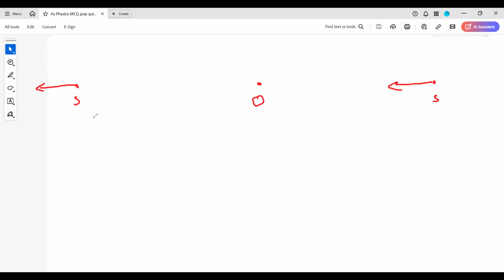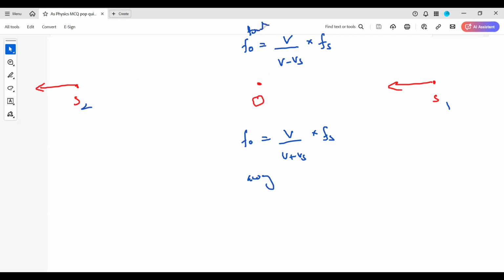For source 1 and source 2, the formula for the observed frequency, the frequency heard by the person observing, is the speed of the wave divided by the speed of the wave minus the speed of the source, multiplied by fs. But for the second case, the formula has an addition in the denominator. That is when the source is going away. The first is when it is moving towards. Those are the two cases.